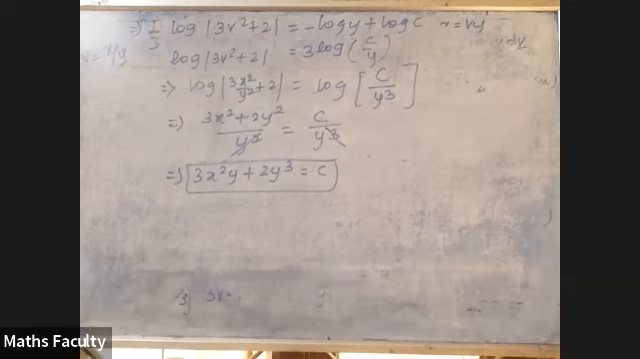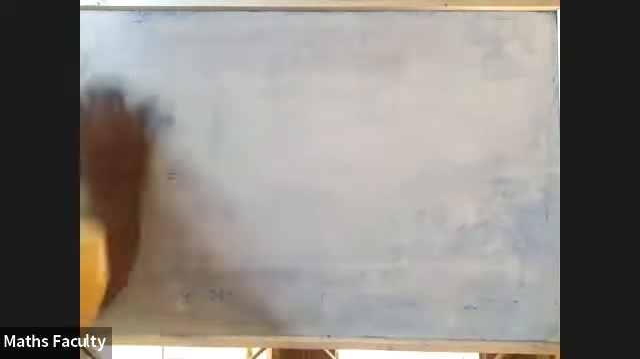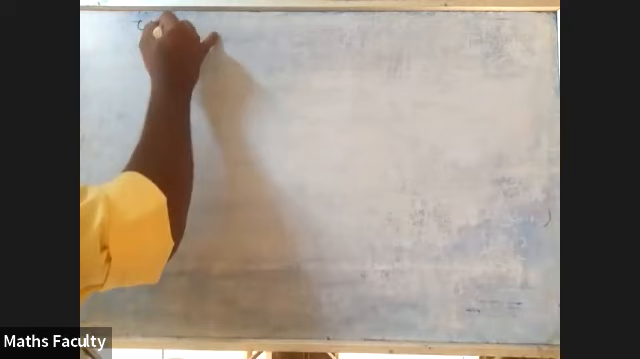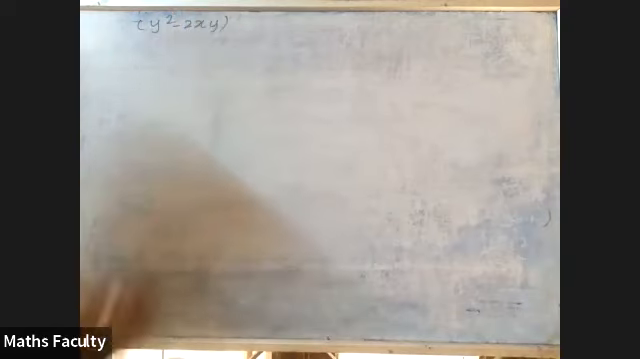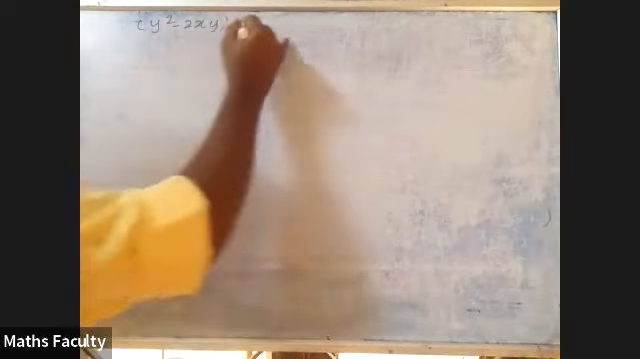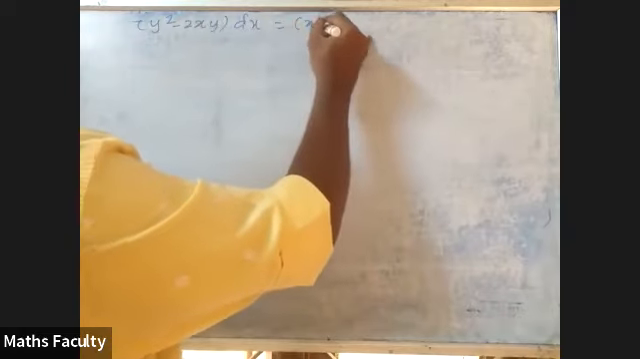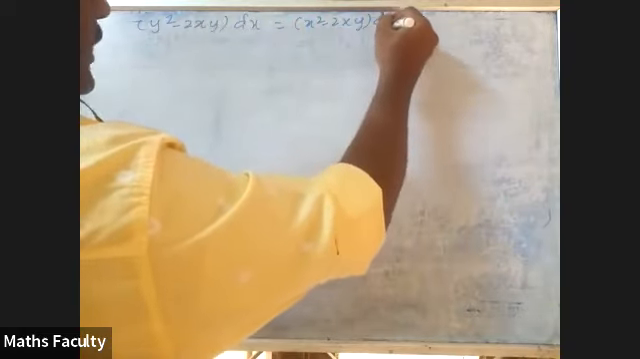The next one, solve the next problem. Solve y squared minus 2xy into dx is equal to x square into 2xy into dy.